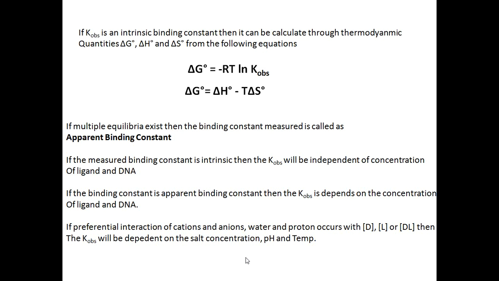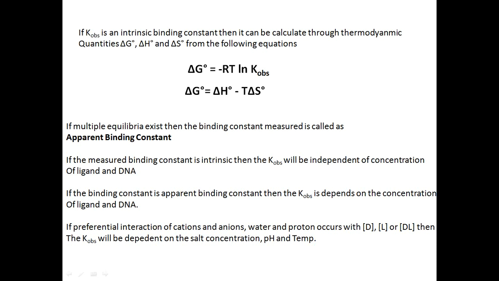If the measured binding constant is intrinsic, then the K_obs value will be independent of the concentration of ligand and DNA. That is, the concentration of ligand and DNA will not affect the intrinsic binding constant if only one form of ligand is binding to the DNA. If the binding constant is apparent, that is, multiple forms of ligand are binding to the DNA, then K_obs depends on the concentration of ligand as well as the DNA.